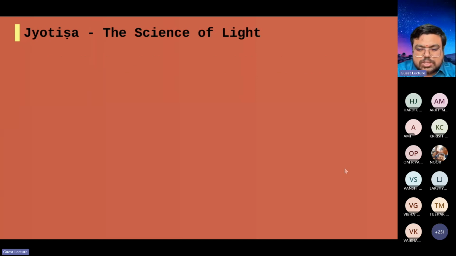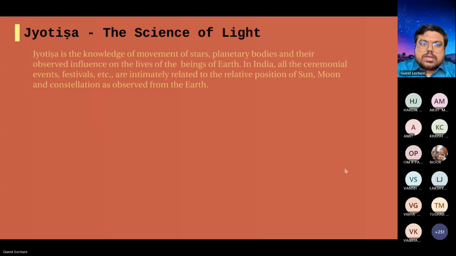Then going to Jyotisha, the science of light. Jyotisha is the knowledge of the movement of stars, the planetary bodies, and their observed influence on the lives of beings on the earth. Like if you observe the different phases of the moon, you will see the biological kingdom has certain blossoming, certain reproductive elements getting started or getting numbed based on the different phases of the moon. There is an association. In that sense, not only the moon, but the planetary bodies and the canopy of stars or their placements have an influence on the earth, is the proposition of Jyotisha.